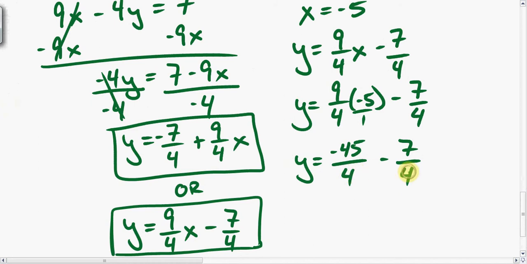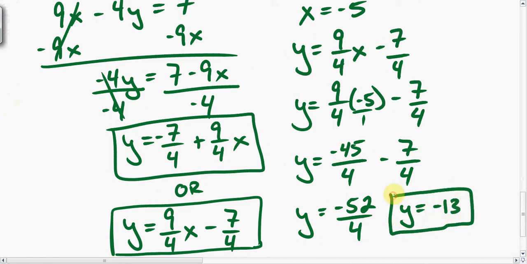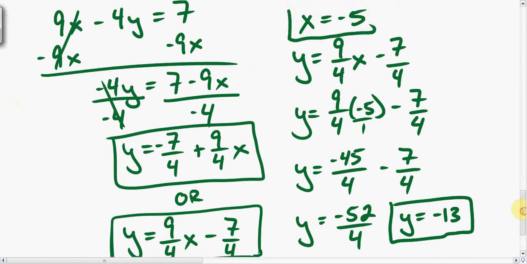And notice we've got a common denominator, so we can do our subtraction. Negative 45 minus 7 is going to give me negative 52. So I've got negative 52 over 4, and 4 goes into 52 13 times, so y equals negative 13. So we know y equals negative 13, and x was given to us as negative 5.